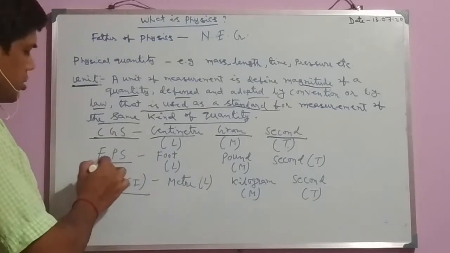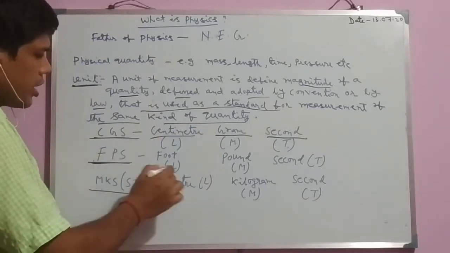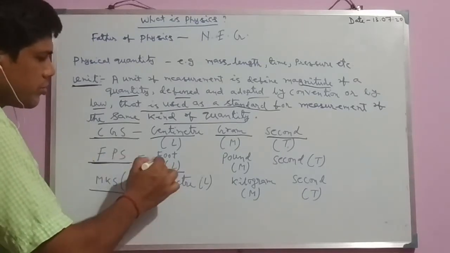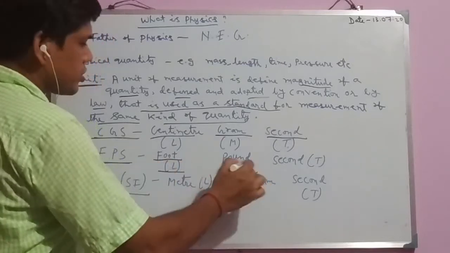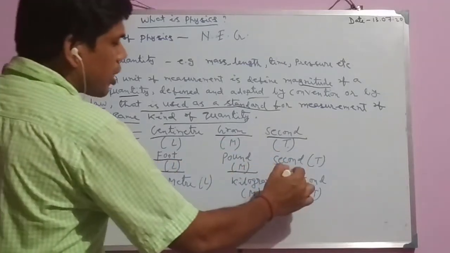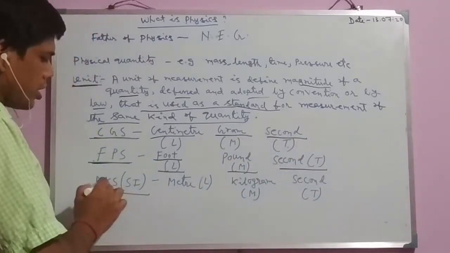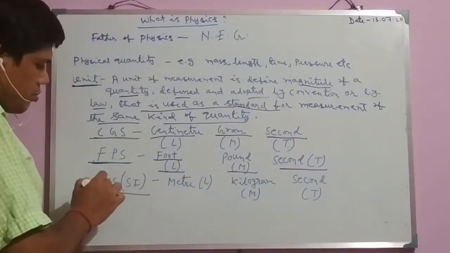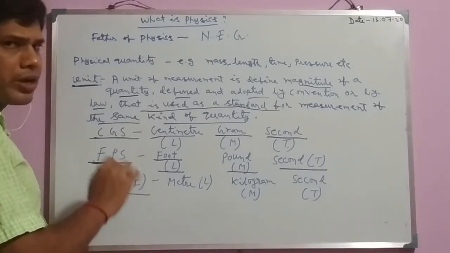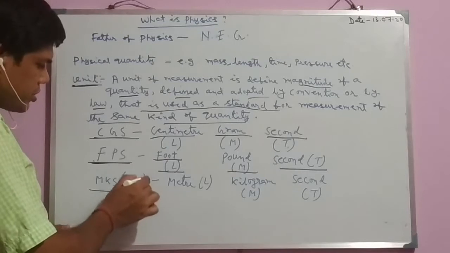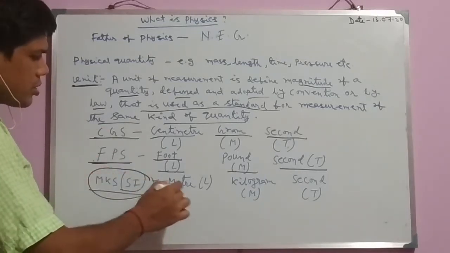FPS is foot, pound, second. The unit of length in the FPS system is foot, the unit of mass is pound, and the unit of time is second, denoted by capital T. Then MKS: meter, kilogram, second. SI is the international standard unit, and basically we will use this system only.